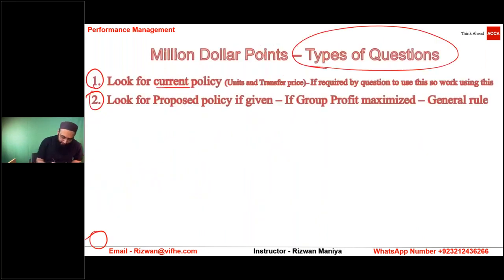first of all, when you're solving a question, look for the current policy. Sometimes what happens, the examiner says, this is the current policy. Now, when I say current policy, the current policy is for 2 things: the units that are transferred between the divisions and the price at which they are transferred. So the questions do mention the word current policies. You want to look at the current policies.